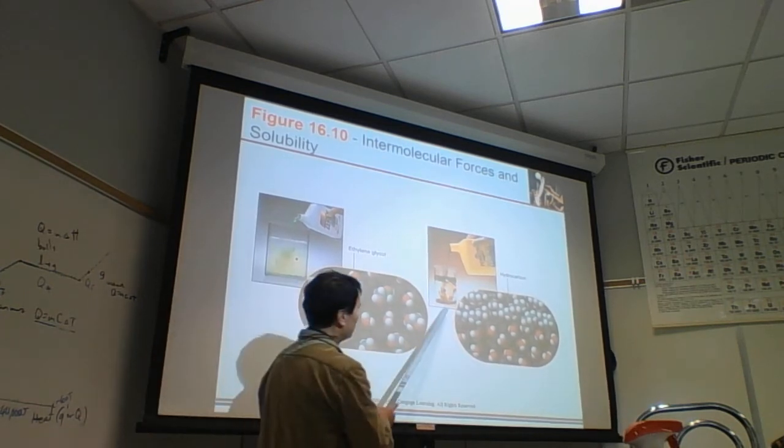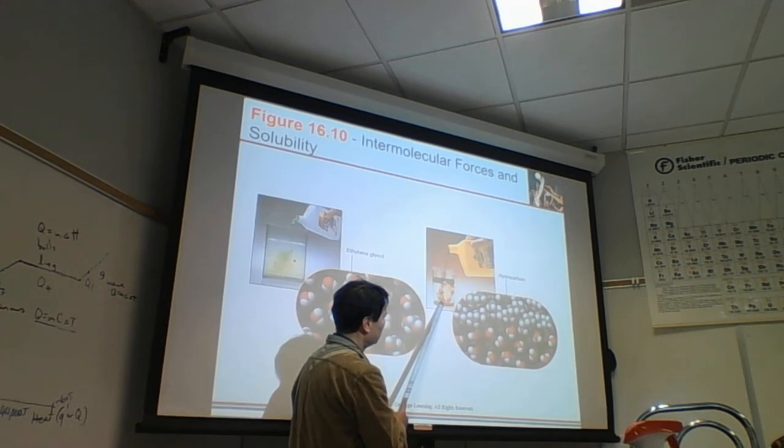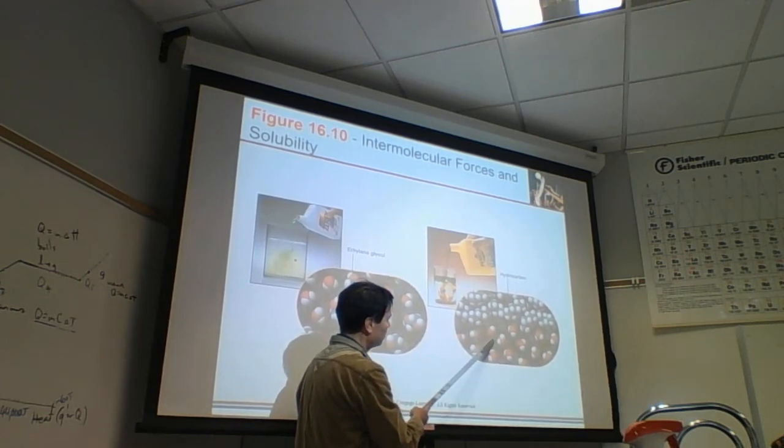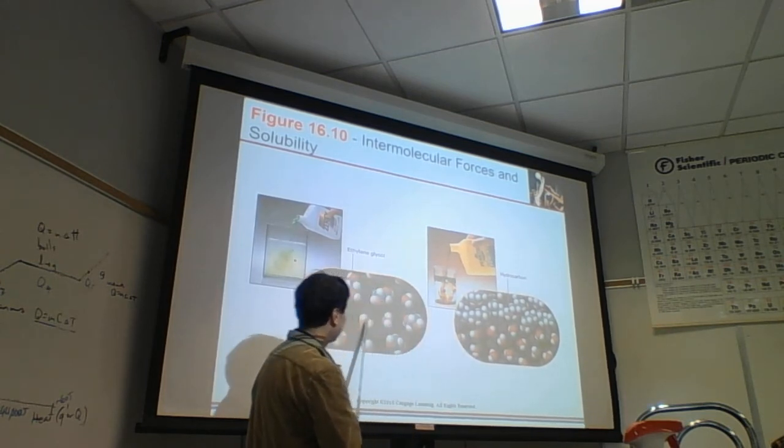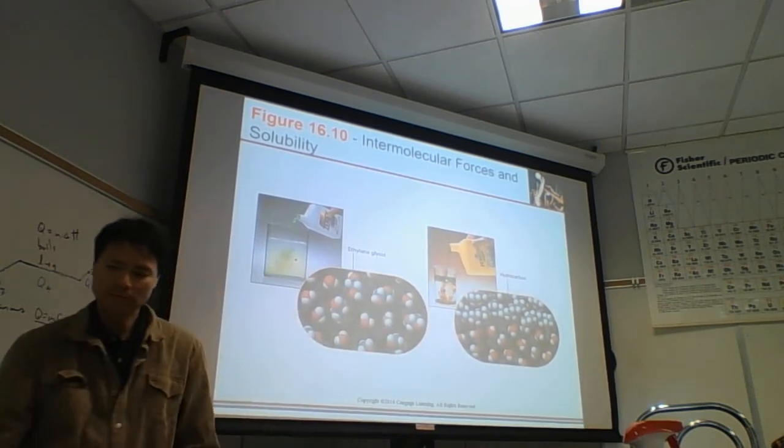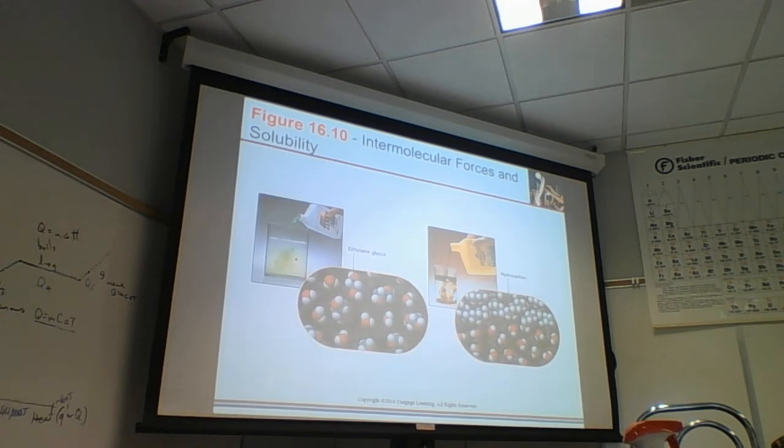How about oil in water? Oil, non-polar, water polar, immiscible. Ethylene glycol, very polar, water, very polar, miscible. In fact, so polar they hydrogen bond. Hydrogen bonding is the most polar you can get with polar covalent bonds before going ionic.